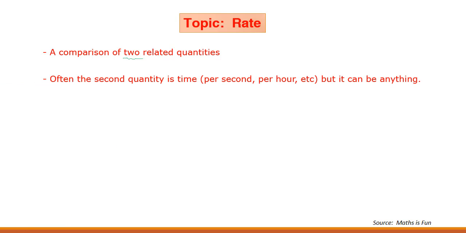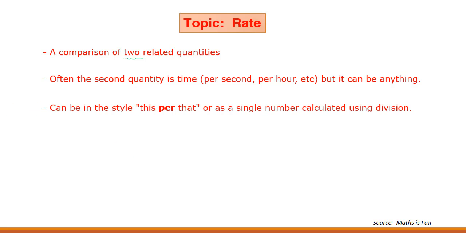Now, often the second quantity is time. So normally we take time as the second quantity. Mostly it is time which is the second quantity, but not in all cases. The time can be per second, per hour, per minute, etc. However, it can be anything else.